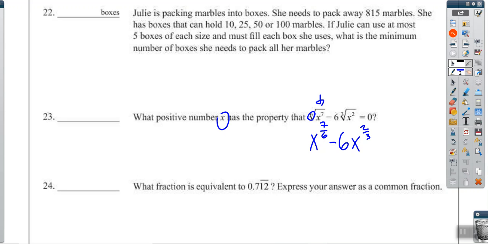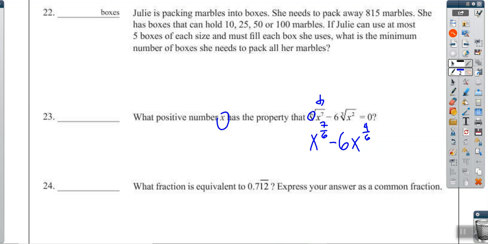All right. Well, this is kind of gnarly because I have 7/6 and 2/3. I really want a common denominator. So I know that 2/3 is the same as 4/6. That makes life a little bit easier.